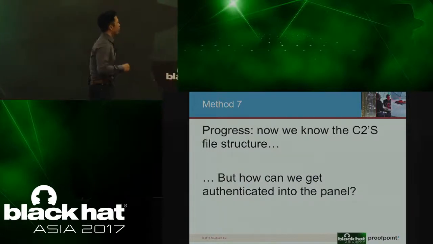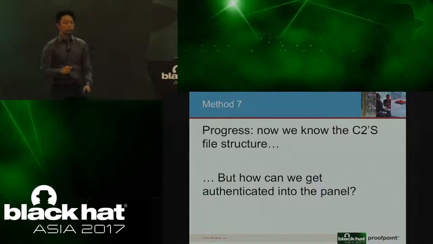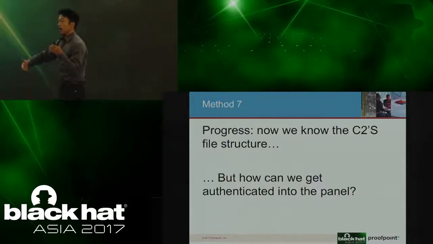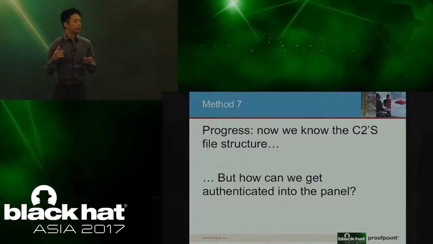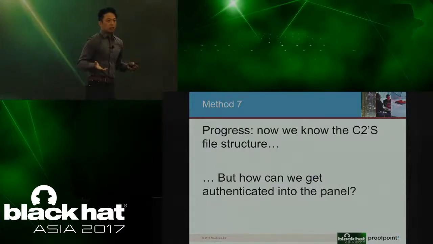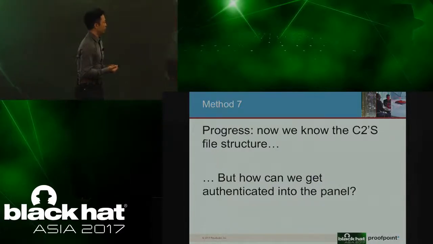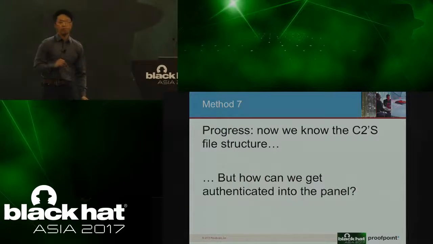Okay, progress. Now we know the C2's file structure and perhaps already found some command and control. And as you saw in some previous screenshots, some command and control, all right, we found it, it's there, but it needs authentication, right? So how do we get ourselves authenticated into that command and control panel?